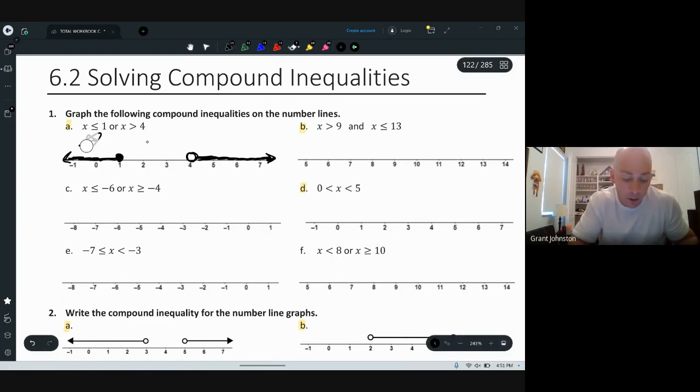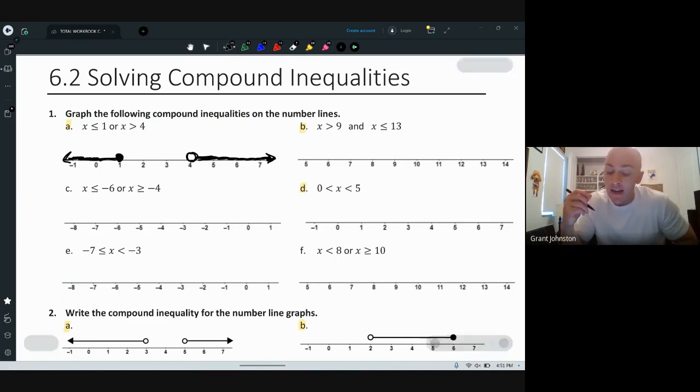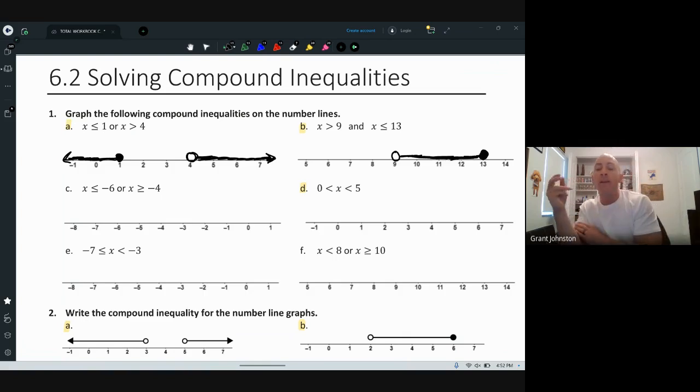All right, B says x is greater than 9 and x is less than or equal to 13. Greater than 9, I'm going to open circle at 9, and greater than 9 would be this way. I'm not going to draw that arrow forever because it's got to be and less than or equal to 13. So at 13, that's a closed circle. Here it's got to be both. It's between these two, between 9 and 13.